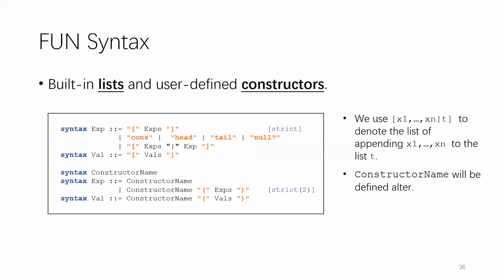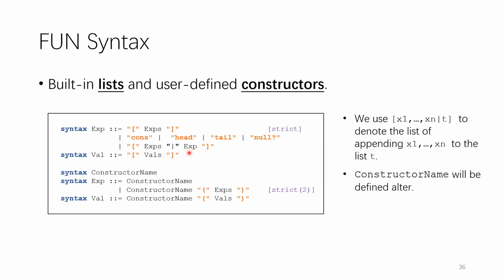Okay, so let's keep going. And so we have the basic lists, the built-in lists and the user-defined constructors. So a list expression is simply a list of expressions put in brackets and required to be strict. So the expression list will be fully evaluated into a value list. And then we define the built-in list operations also as constant expressions. So the cons, head, tail, and nil.